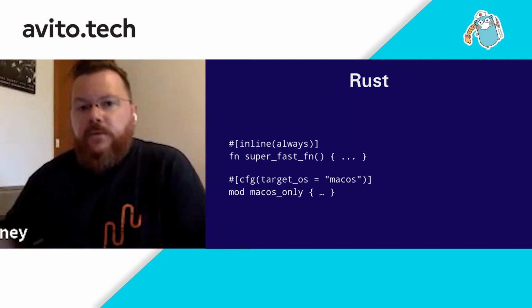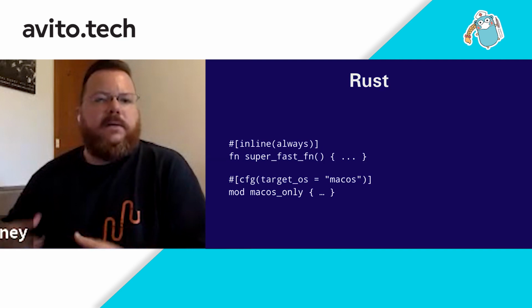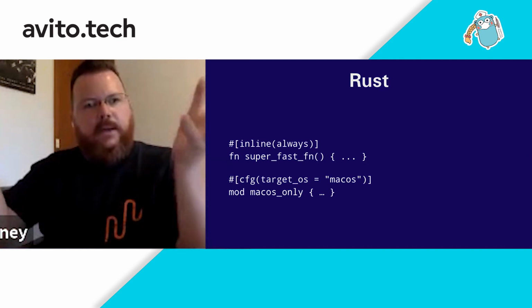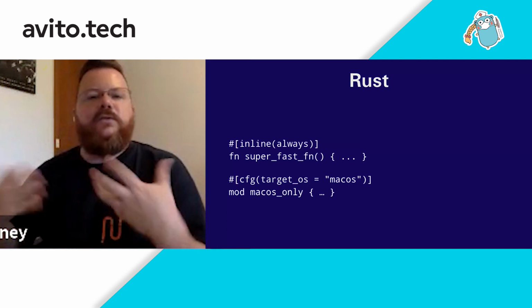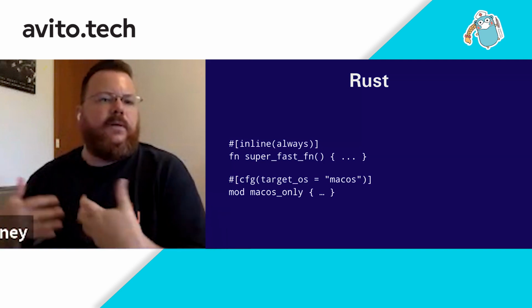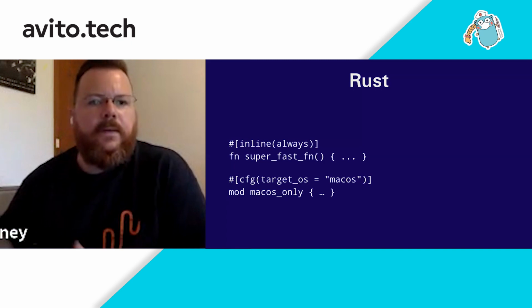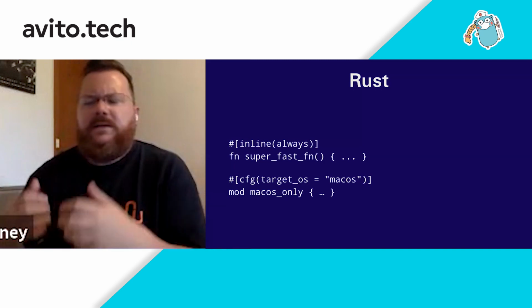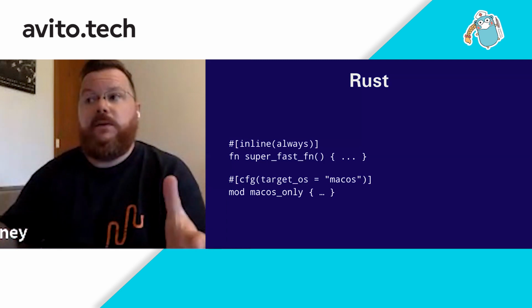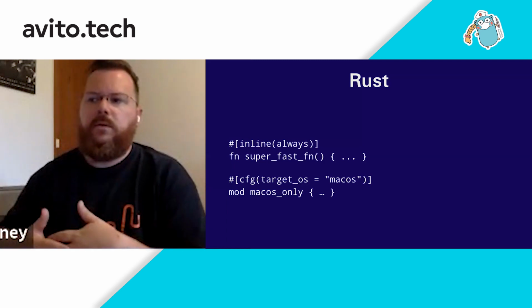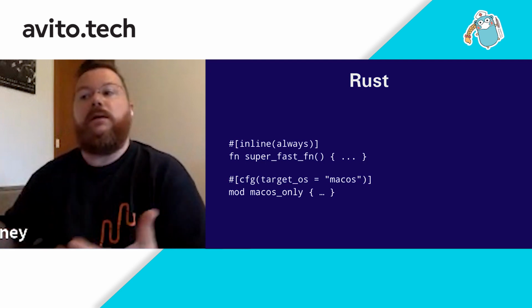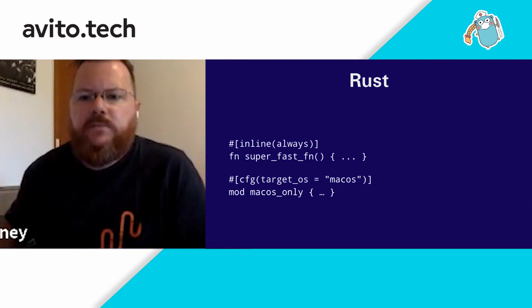The Rust fans in the room, they have a similar idea. They call them attributes. These little hash bracket things let you turn on and off features of the compiler or the standard library. For example, I took this example from the internet somewhere, and it says that this super fast function is always inlined, or this macOS only module is only compiled if you're compiling on macOS. So that's an example.